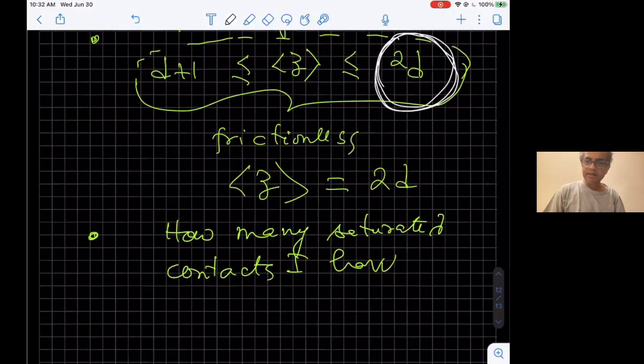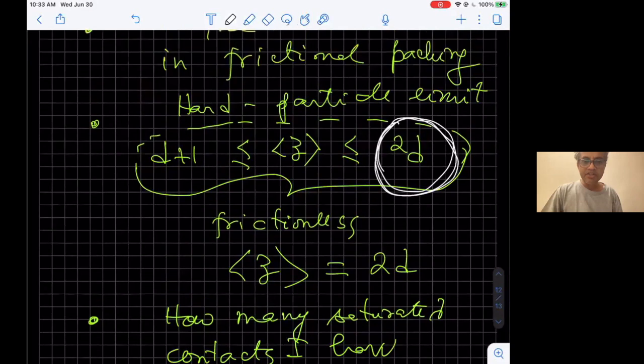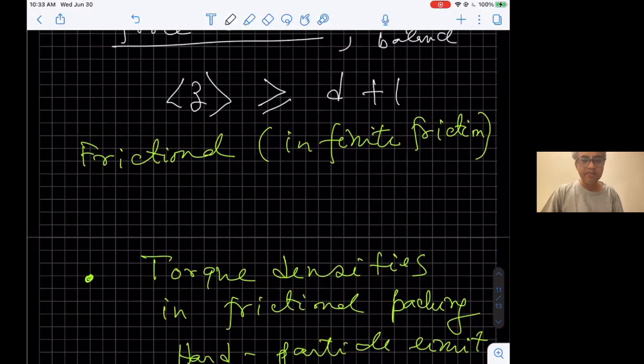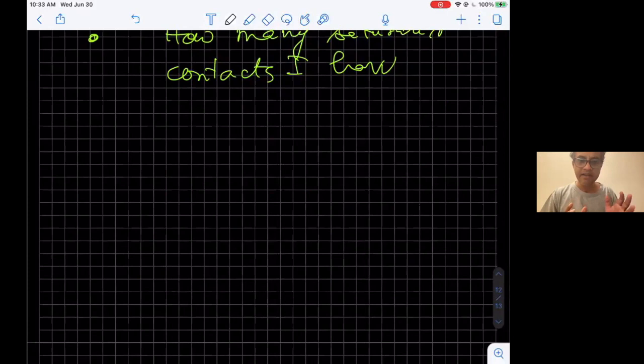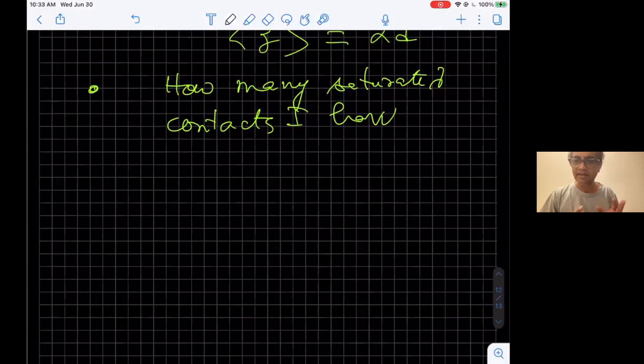Bulbul, I had a question. Supposing in 2D, it seems like for the infinite friction case, the average coordination is between 3 and 4, right? Yes. So which means, like you're saying, if I packed hard disks with a lot of friction, then this is the stable structure. That's what the stable thing would have, some coordination number between 3 and 4. Between 3 and 4. Okay, yes.